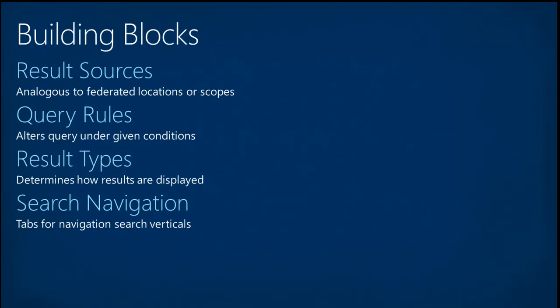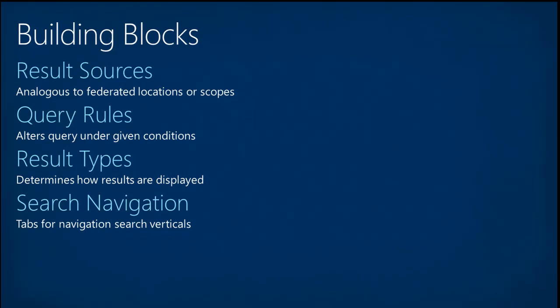A result source, this little note here says, gee, it's analogous to a federated location or a scope. Basically, what a result source allows you to do is to take one of the larger sources, one of the larger indexes, like your SharePoint farm, and then define a slice of that you actually want to search. So it's kind of like a scope that way, but we're going to use keyword query language to make that definition. Next is query rules.